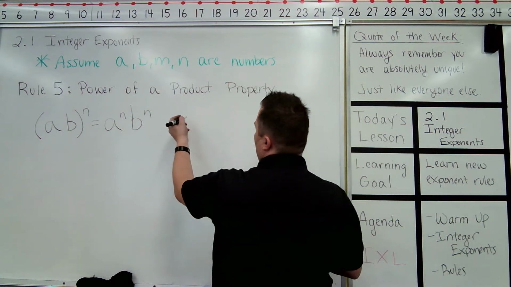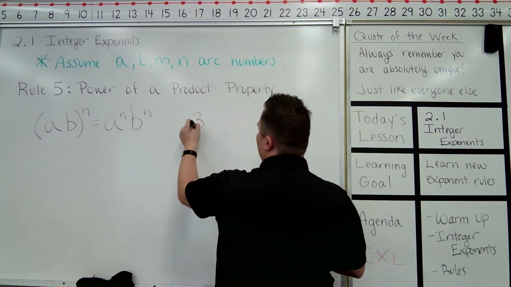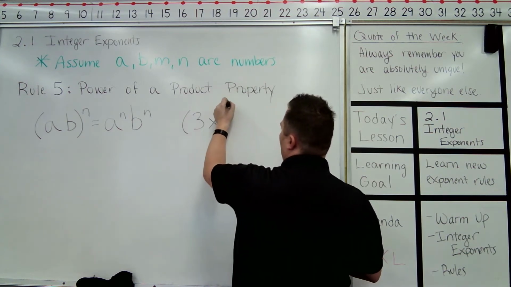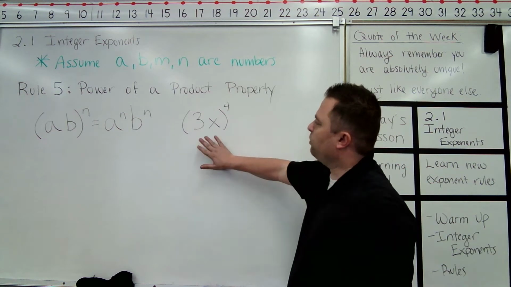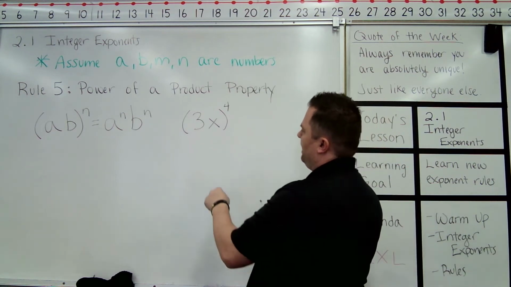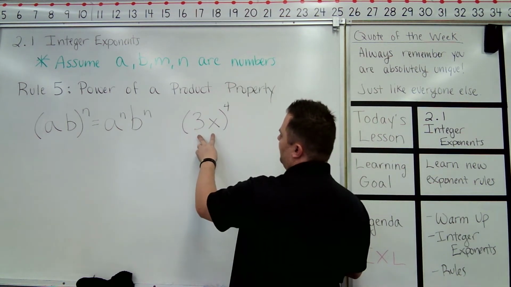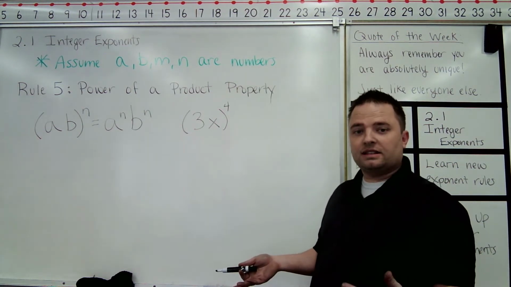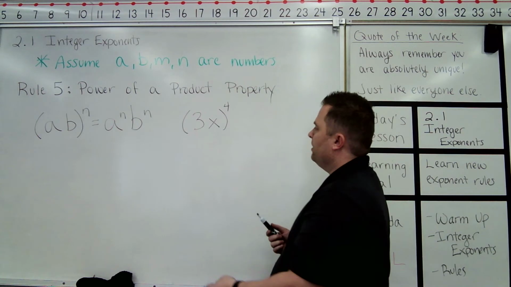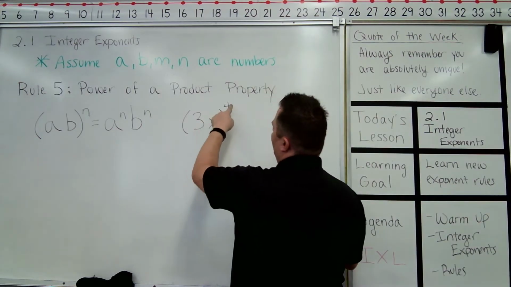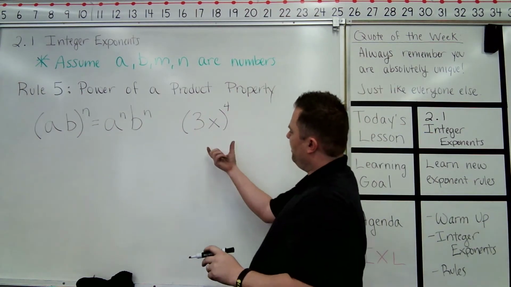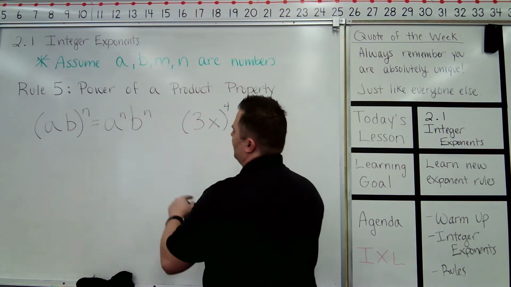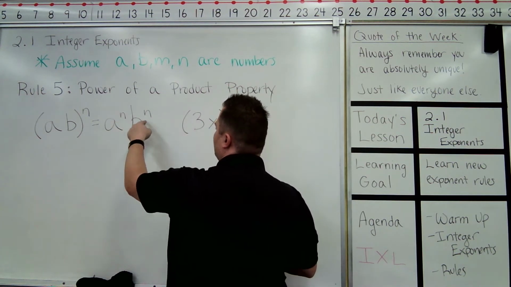Let's just say that this is (3x) raised to the fourth power. I have two things being multiplied together. Remember, x represents some number. I don't know what it is. It's a variable, but it's still a number. Two numbers being multiplied together, raised to a power. What this is allowing me to do is rewrite it as a to the n, b to the n.